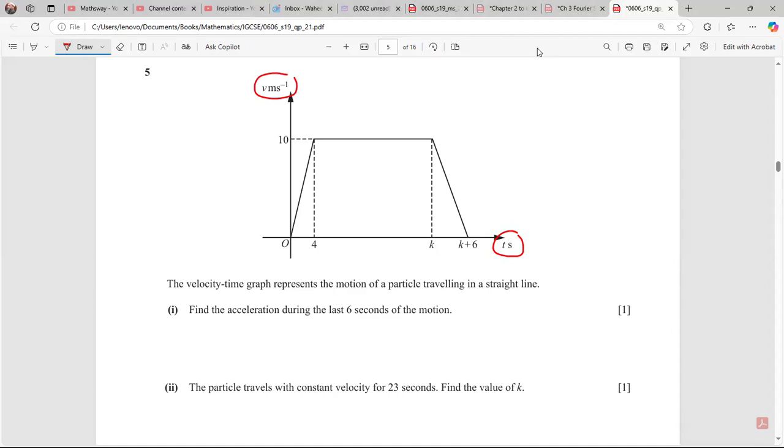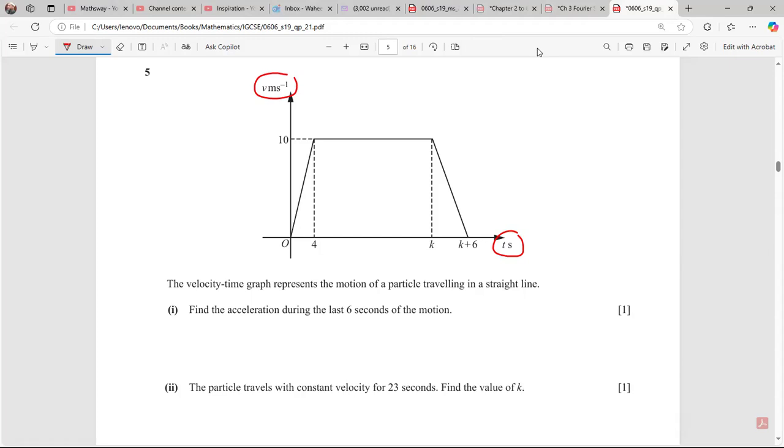So you can see that in the first 4 seconds, velocity keeps increasing. So the particle was accelerating. From 4 to k, the velocity is not changing. It remains at 10 meter per second, and then it comes down. So it is decelerating. Okay, so first part is find the acceleration during the last 6 seconds.